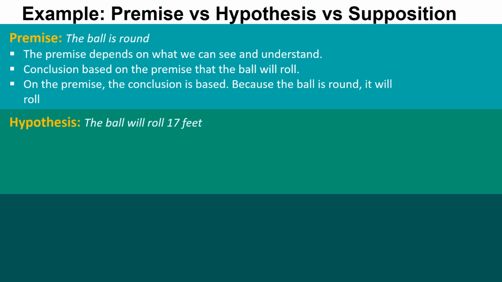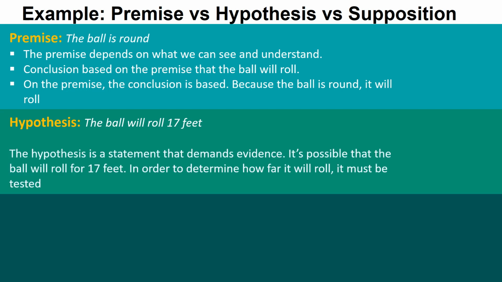Hypothesis: the ball will roll 17 feet. The hypothesis is a statement that demands evidence. It's possible that the ball will roll for 17 feet. In order to determine how far it will roll, it must be tested.